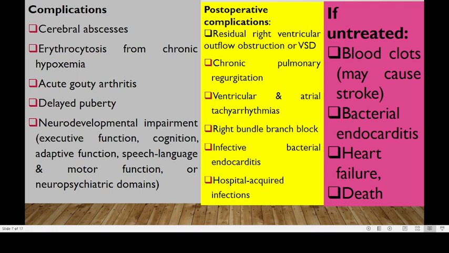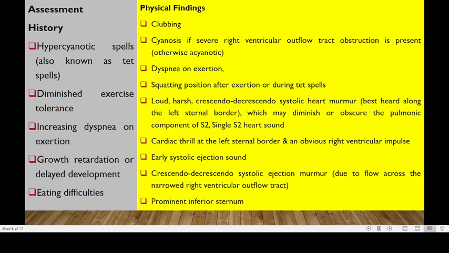For the post-operative complications, we could have residual right ventricular outflow obstruction, a residual ventricular septal defect, chronic pulmonary regurgitation, ventricular and atrial tachyarrhythmias, right bundle branch block, infective bacterial endocarditis, and hospital-acquired infection. If it's untreated, you could have blood clots, which might cause stroke, or bacterial endocarditis, heart failure, and even death.